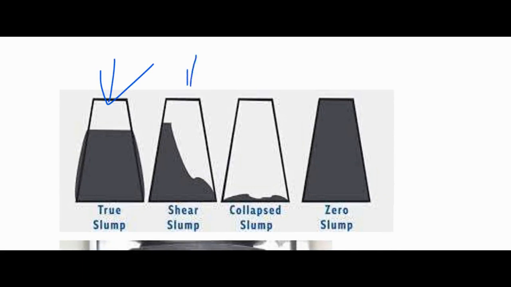When we consider the shear slump, one side slides down. This may mean poor cohesion or an improper mix. The next type is collapse slump. The concrete collapses completely. This means the concrete is too wet and has very high water content.